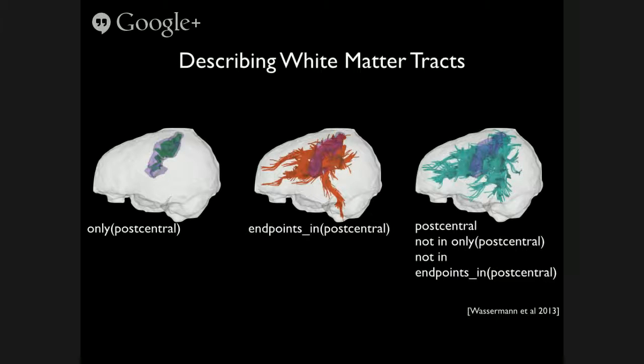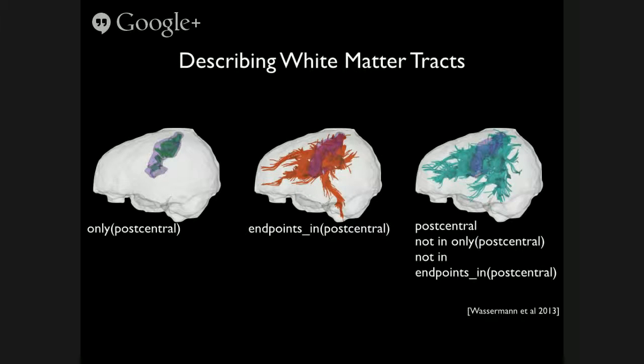One way to identify tracts, for instance, is to say only the tracts that are in the postcentral gyrus. And here we have in a glass brain the postcentral gyrus and only the segments that are contained there. Another way of describing tracts that we find in literature is some that will have the endpoints in the postcentral gyrus. And again, this is the postcentral gyrus, and this will be all the tracts from a full brain tractography that have the endpoint in the postcentral gyrus.